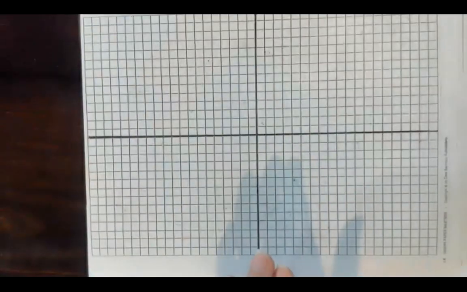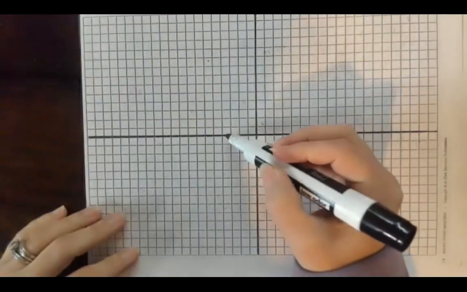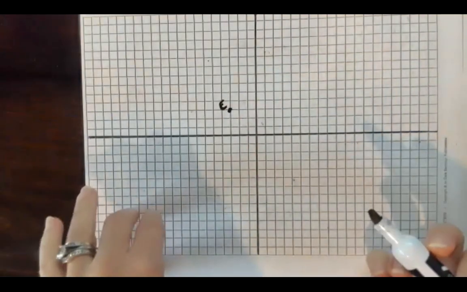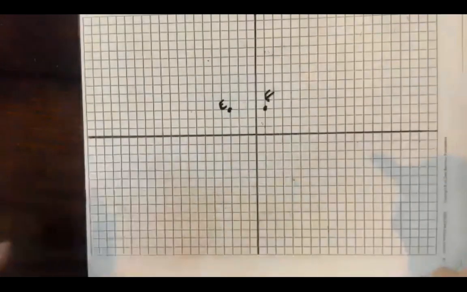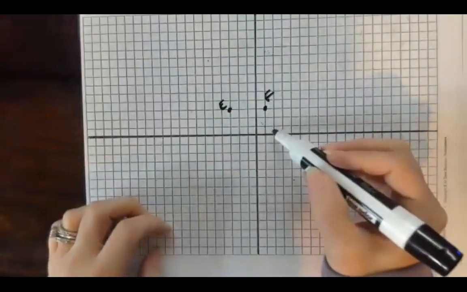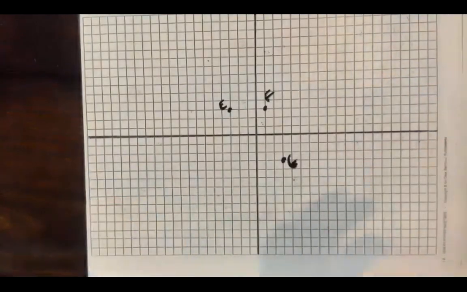Okay, so we have E is -3, 3. F is 1, 3. G is 3, -3. And H is -5, -3.